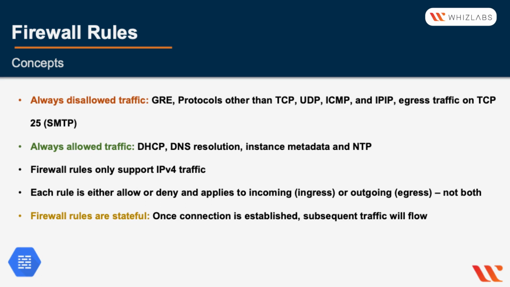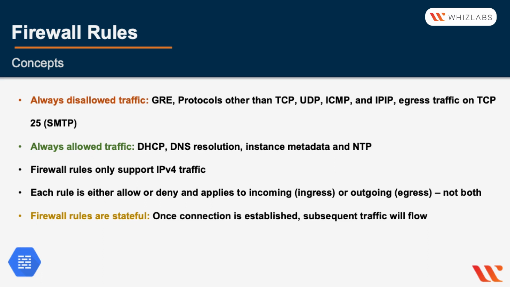Always allowed traffic. Now this traffic is always allowed in GCP. That's DHCP, DNS name resolution, internal DNS and Cloud DNS, instance metadata, and NTP, which is the network time protocol. Google runs a local metadata server alongside each instance. This metadata server runs at 169.254.169.254. This is important for the operation of the instance, so the instance can be accessed regardless of any firewall rules that you may configure.